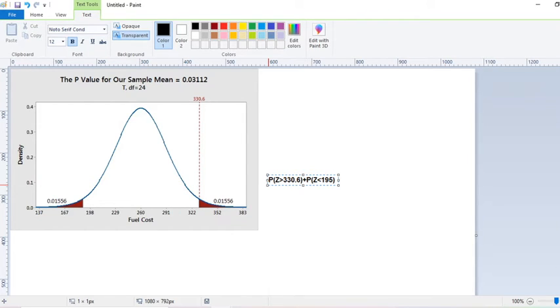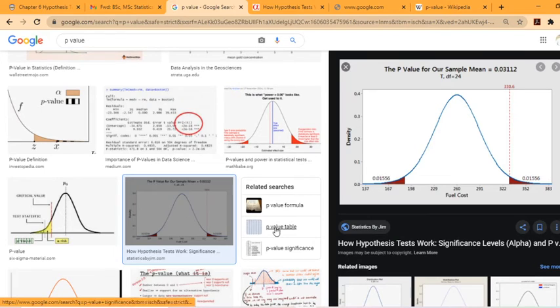Okay. So in this case, what are the probabilities? That is equal to 0.01556 plus 0.01556. That is the p-value. Let us consider another example.